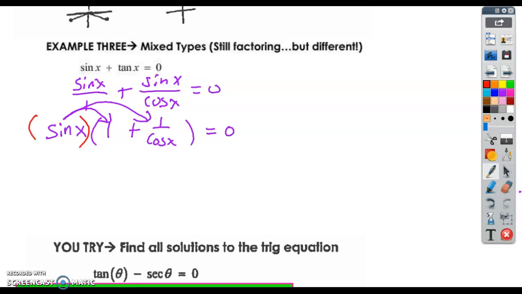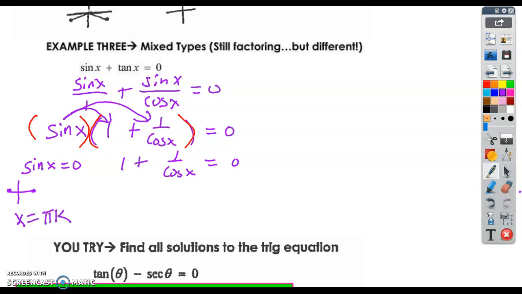All right, now I have two different factors here, right? I've got a sine of x and I've got a 1 plus 1 over cosine of x. Now I can set those separately, each equal to 0, using the zero product property, and I will get, oops, I didn't set this one equal to 0. All right, so where is the sine of x equal to 0? Two places, so that's just x equals, I'm going to write that as pi times k, because 0 plus another pi, plus another pi, and so on.